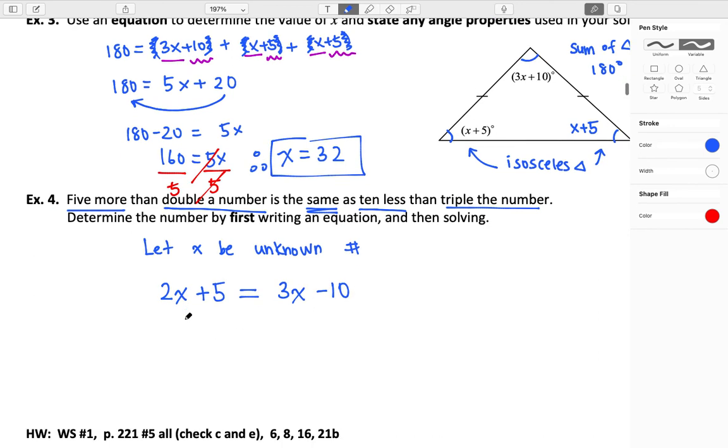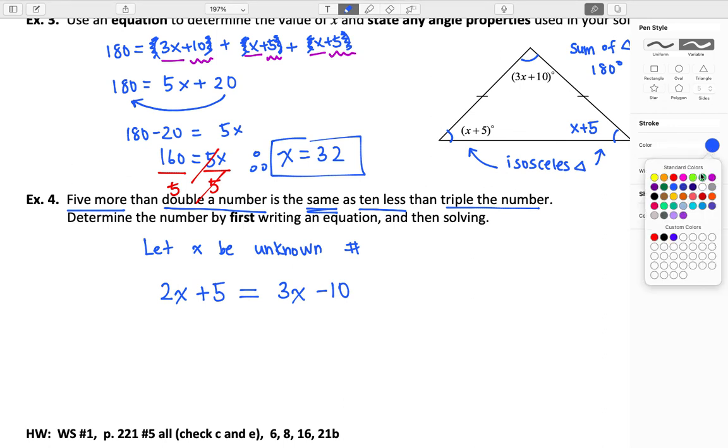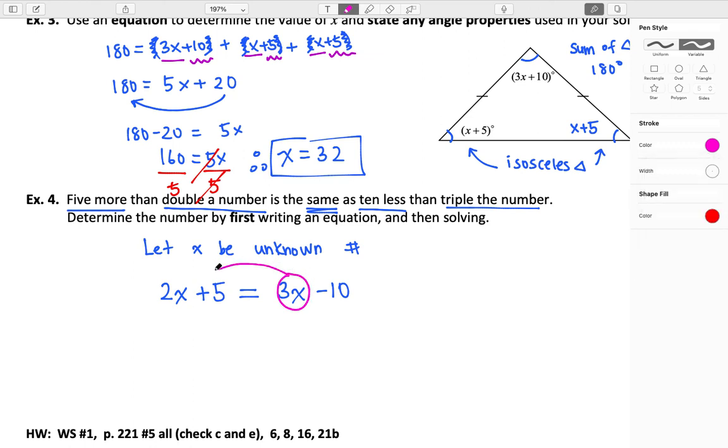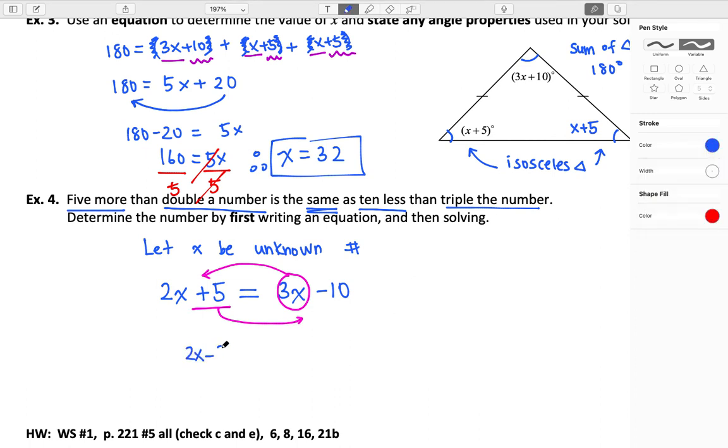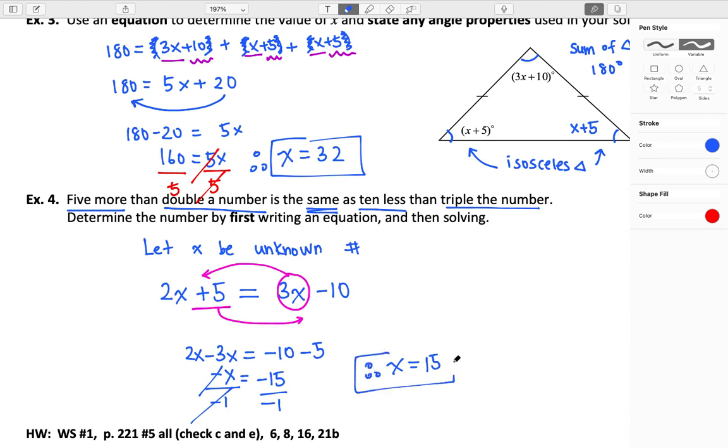Now that we have the equation, let's collect the like terms. I could bring 3x to the left side, and I could bring positive 5 to the right side. So on the left side I have 2x minus 3x. On the right side I have negative 10 minus 5, opposite sign. So negative x equals negative 15. We're going to divide both sides by negative 1, so it cancels out. Therefore, x is equal to negative negative, which becomes positive. So x is equal to 15.